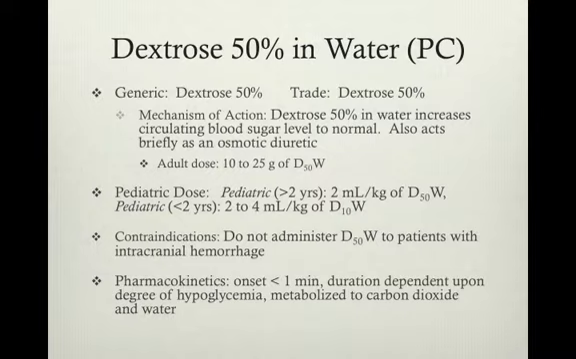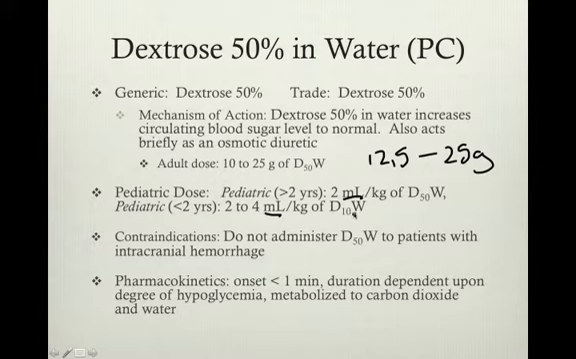Also acts briefly as an osmotic diuretic. Very simply, that's because of a very large molecule. Adult dose in this, 10 to 25 grams of dextrose 50% in water. And again, I'll say this, that we normally do 12.5 to 25 grams because it's easy just to give half or whole. Pediatric greater than 2 years old, 2 milliliters per kilogram of D50. Pediatric less than 2 years old, 2 to 4 milliliters per kilogram. And again, this is in milliliters.